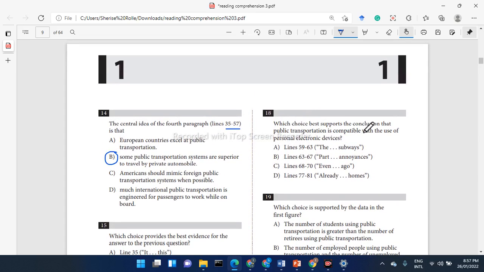Which choice best supports the conclusion that public transportation is compatible with the use of personal electronic devices?